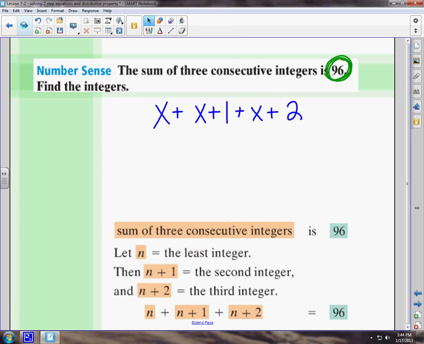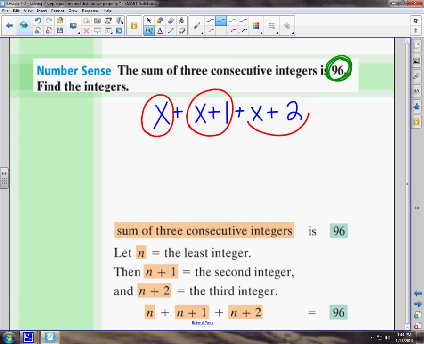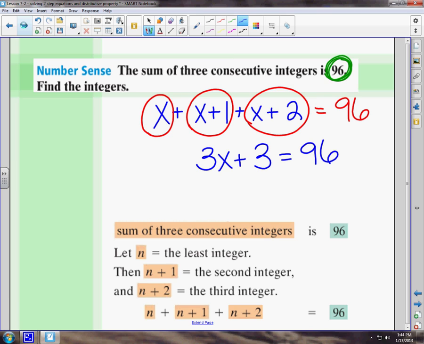So if I clear off all those, I'm left with just a simple equation. I have my first integer right here. I have my second consecutive integer, it goes right in a row, and then my third one is here, and that goes right in a row. Now I want that to equal 96. So I can find out what my first integer is by solving this equation. x plus x plus x is 3x, and 1 plus 2 is 3, equals 96.